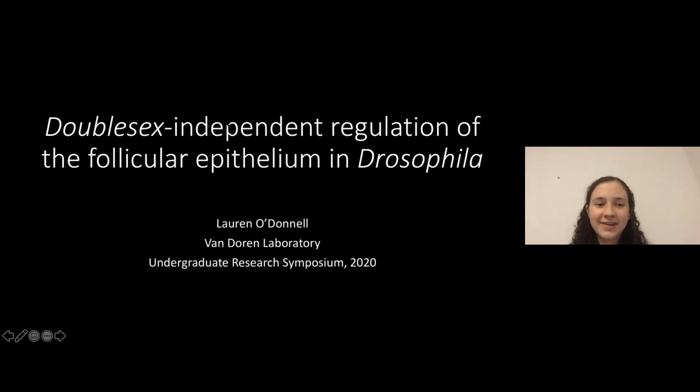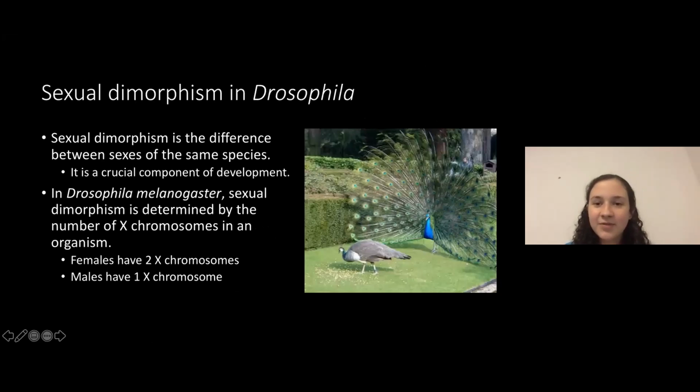Today I'll be talking about some research I did in the Van Doren lab at Johns Hopkins, and it's on double-sex-independent regulation of the follicular epithelium in Drosophila. So this project is about sexual dimorphism, and for those who don't know, sexual dimorphism is the difference between sexes of the same species, and it's a crucial component of development.